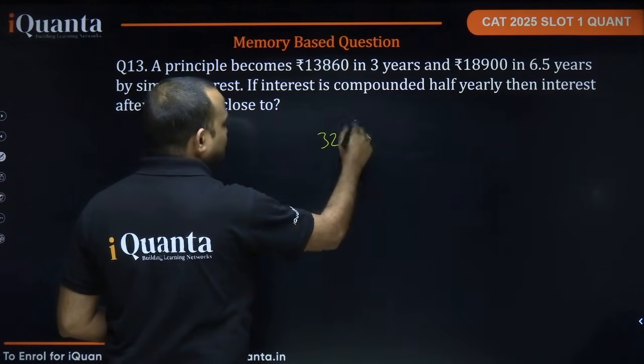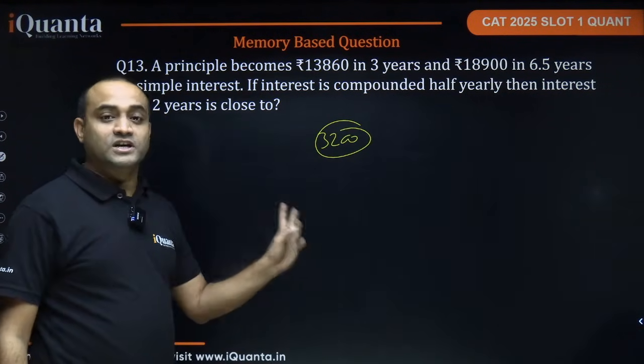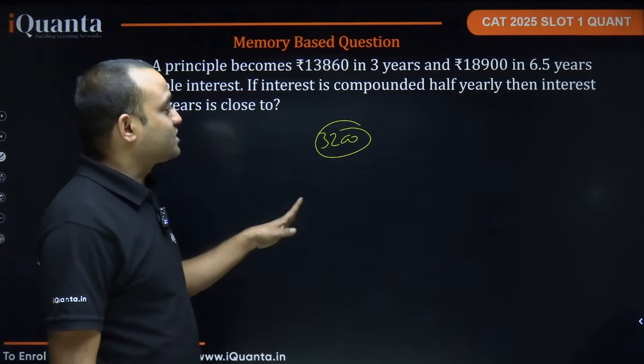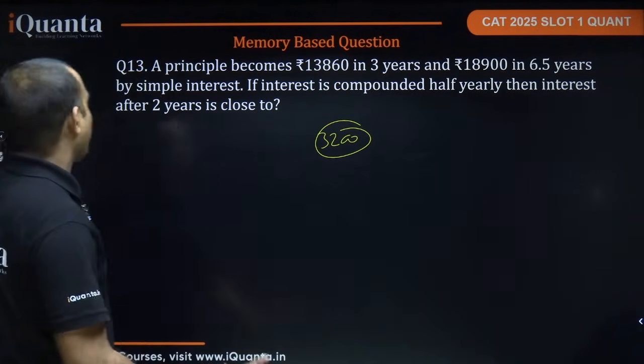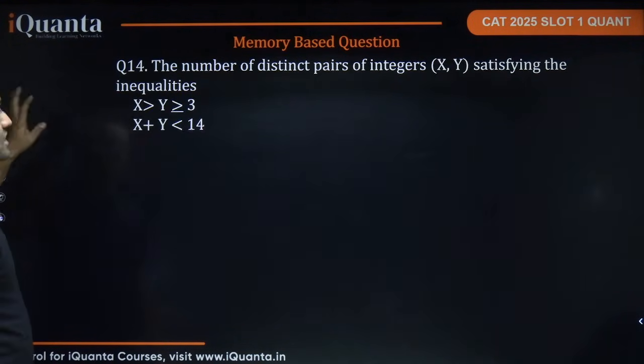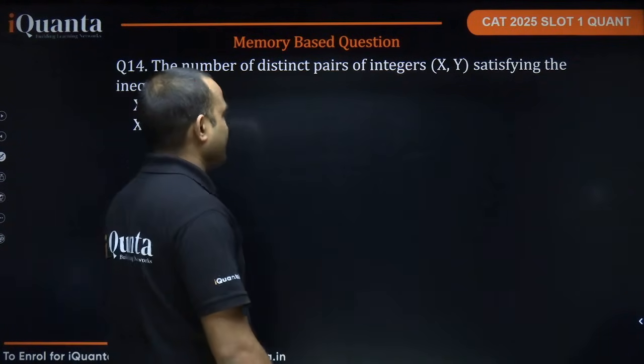According to these values that I remember, the answer is 3200. Okay, the answer is 3200. The method we will discuss when we get this question properly with all the correct values. Otherwise, using these values, it's very, very calculative.